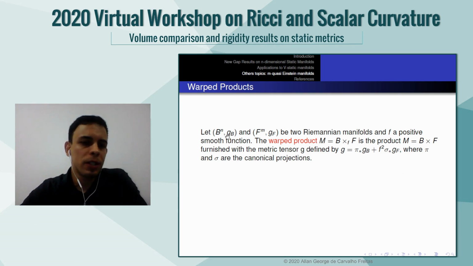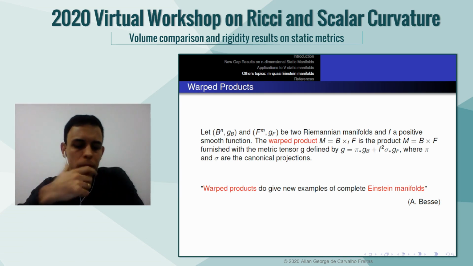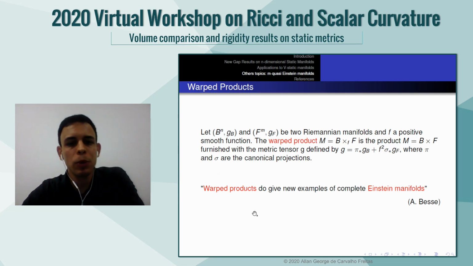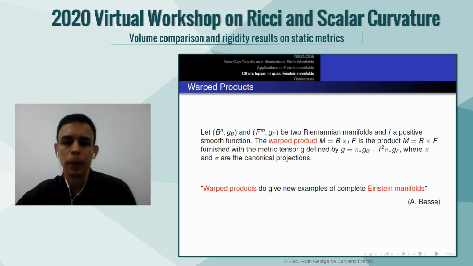You can consider this like the base of the warped product and this like the fiber of the warped product, okay? And a question proposed by Besse's book was to search about warped products to give new examples of complete Einstein manifolds, okay?